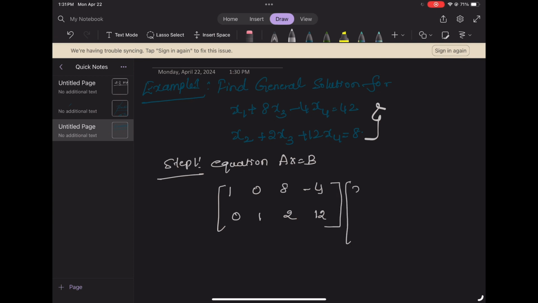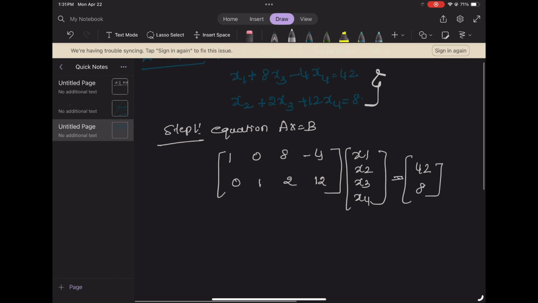And what is that? x1, x2, x3, x4. There are four unknowns, and the right-hand side values are 42 and 8. Now what is the second step? We have already followed that: we have to convert it to the row echelon form, the upper triangular matrix. So let me write it down: upper triangular matrix.